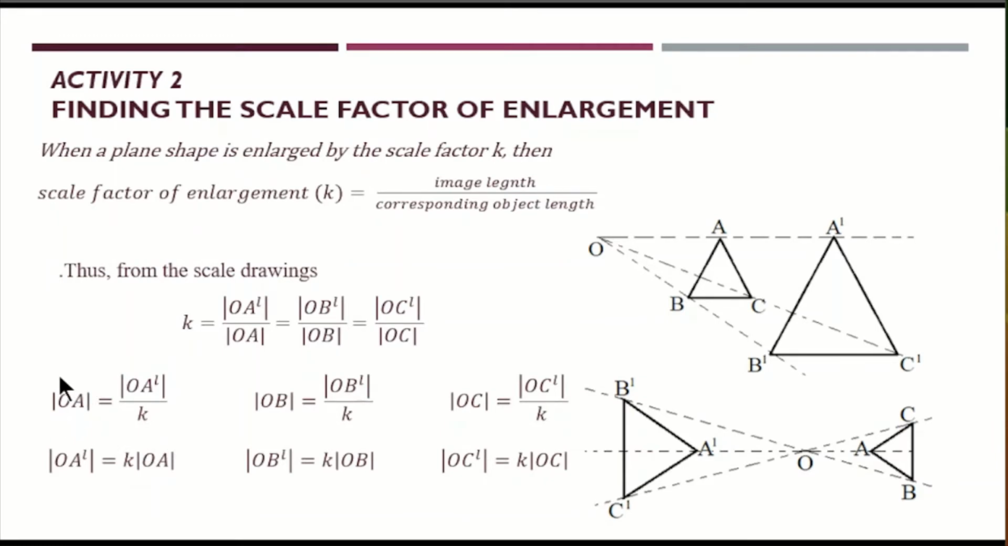So in this case, the object length OA can be obtained by dividing the length of the image by the scale factor in each of the three cases. And also we can establish a relation for finding the image length. For example, the length of OA prime is equal to the scale factor multiplied by the object length. So we'll be using these relations to perform various calculations that involve finding the scale factor of enlargement.